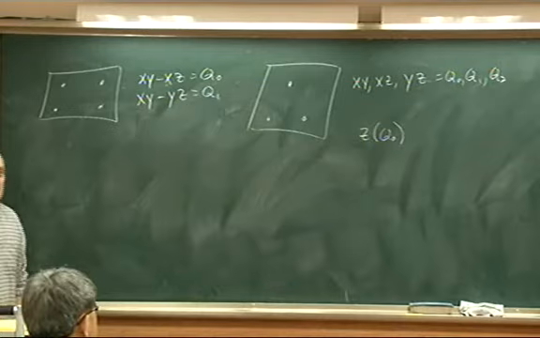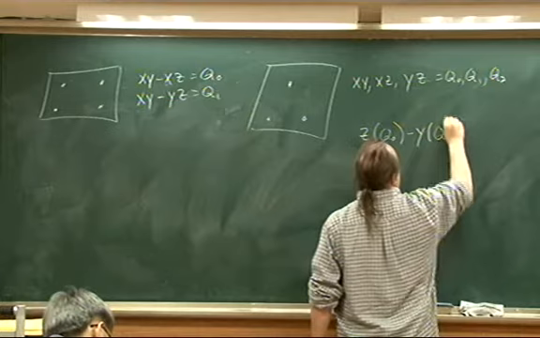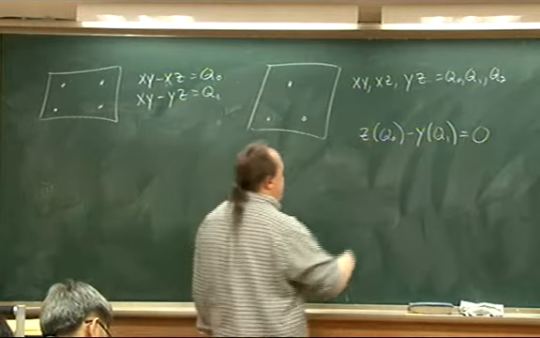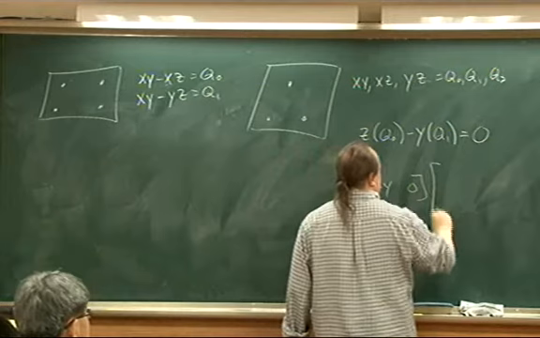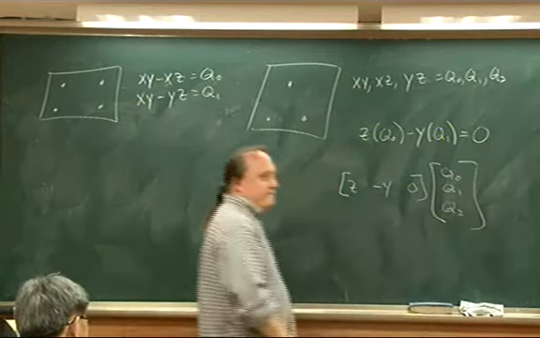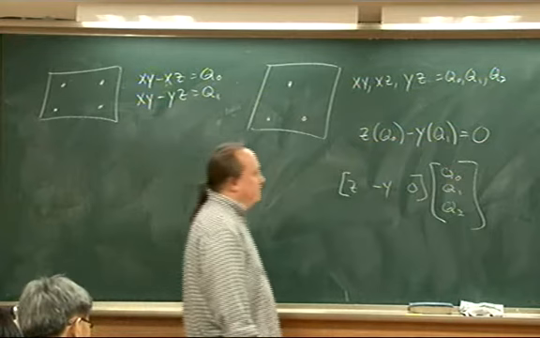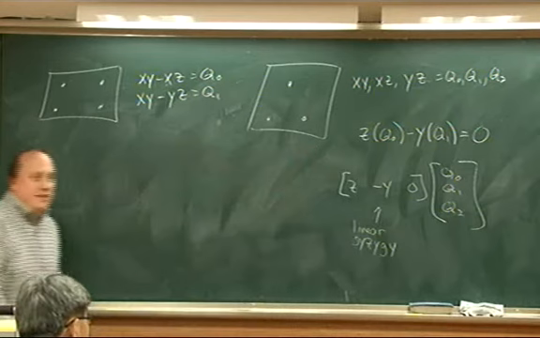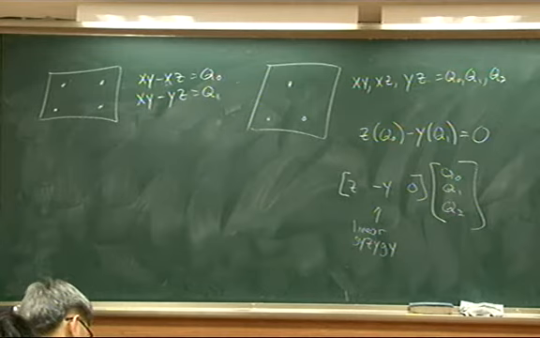If I take Z times Q0 and subtract Y times Q1, what do we get? 0. If you like, you might think of this in terms of vectors, either a matrix product or a dot product. This is called a linear syzygy. There's a linear relation among the generators of the 3 points.